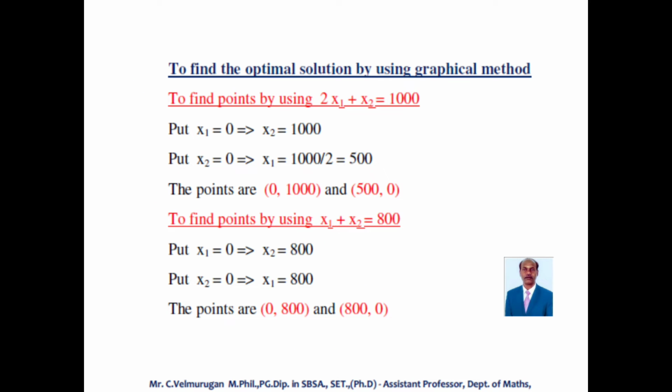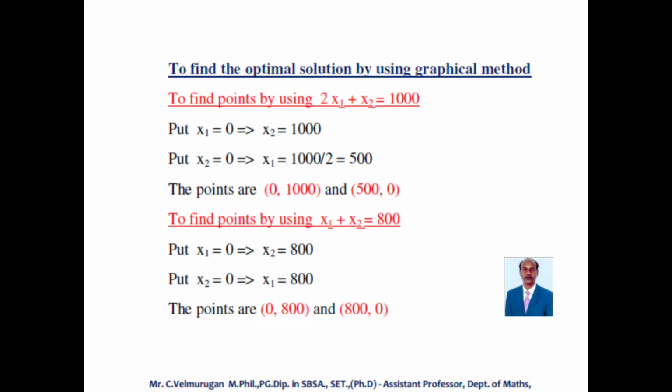So now we can find the points by using the constraint values. First take the first constraint. What is the first constraint? 2x1 plus x2 less than or equal to 1000. So we make the inequality constraint into an equality equation. Okay, so here we can consider 2x1 plus x2 is equal to 1000.